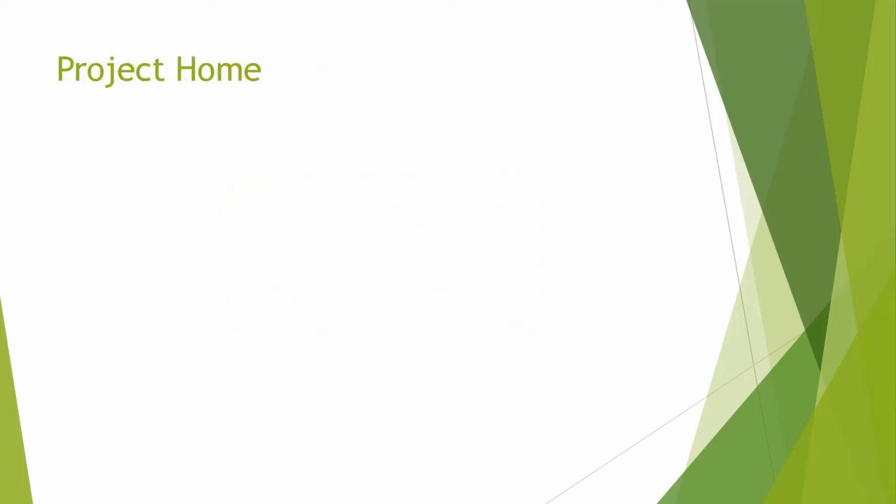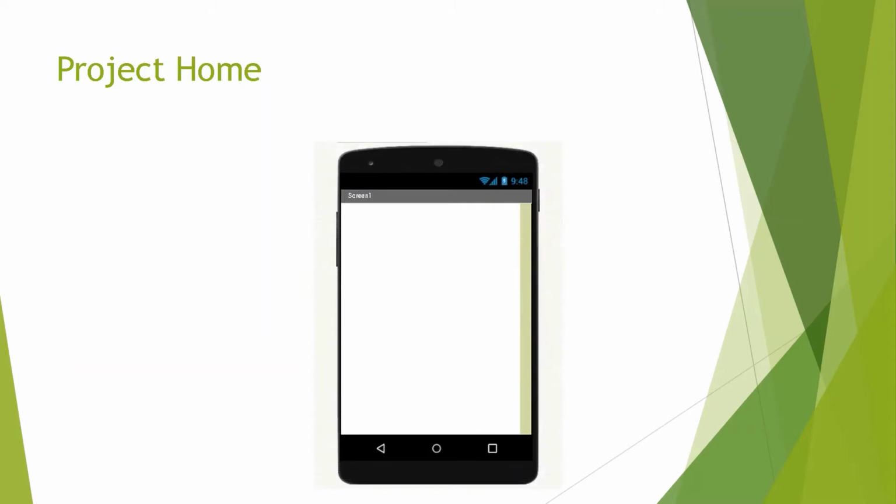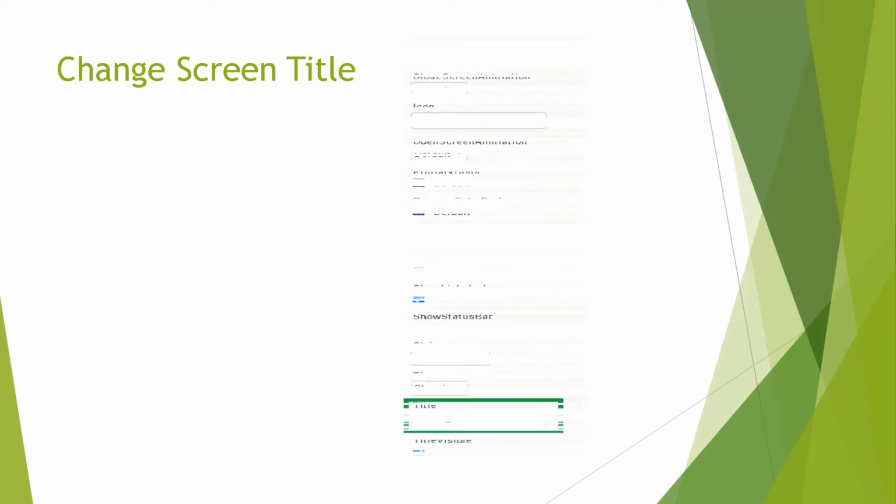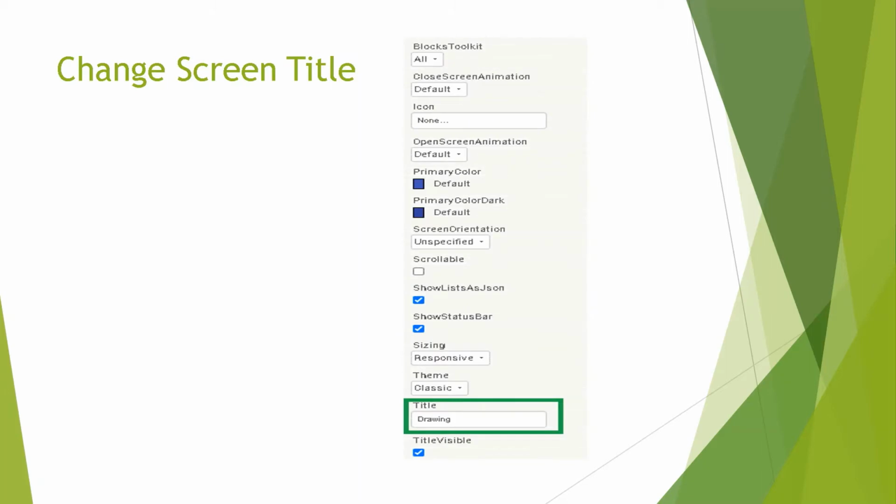Now, you can see the home of your project. A blank screen will appear. Here we will make the design of our application. Now, let's change our screen title. At the right side, you can find Screen Properties. Go to Title Property, and change its value to Drawing.